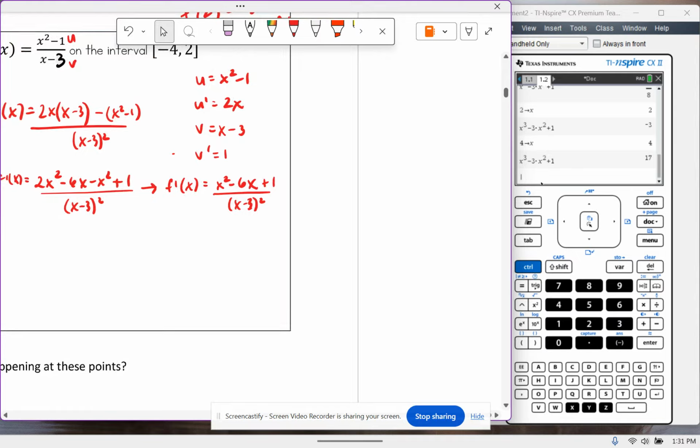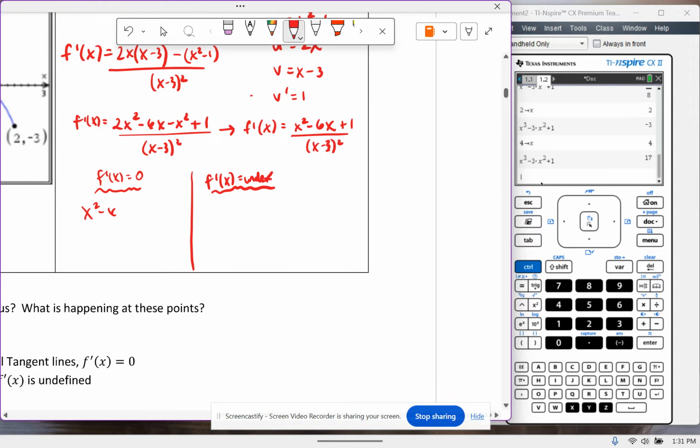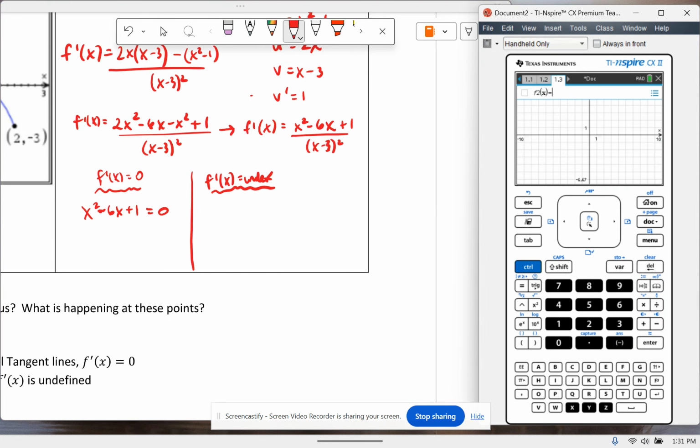So, if I want to find where the first derivative is equal to 0, what part am I going to set equal to 0? Good job. So I'm going to take x squared minus 6x plus 1, and I'm going to set it equal to 0. And I don't feel like using the quadratic formula, so I'm going to cheat. And I'm going to find the roots real fast.